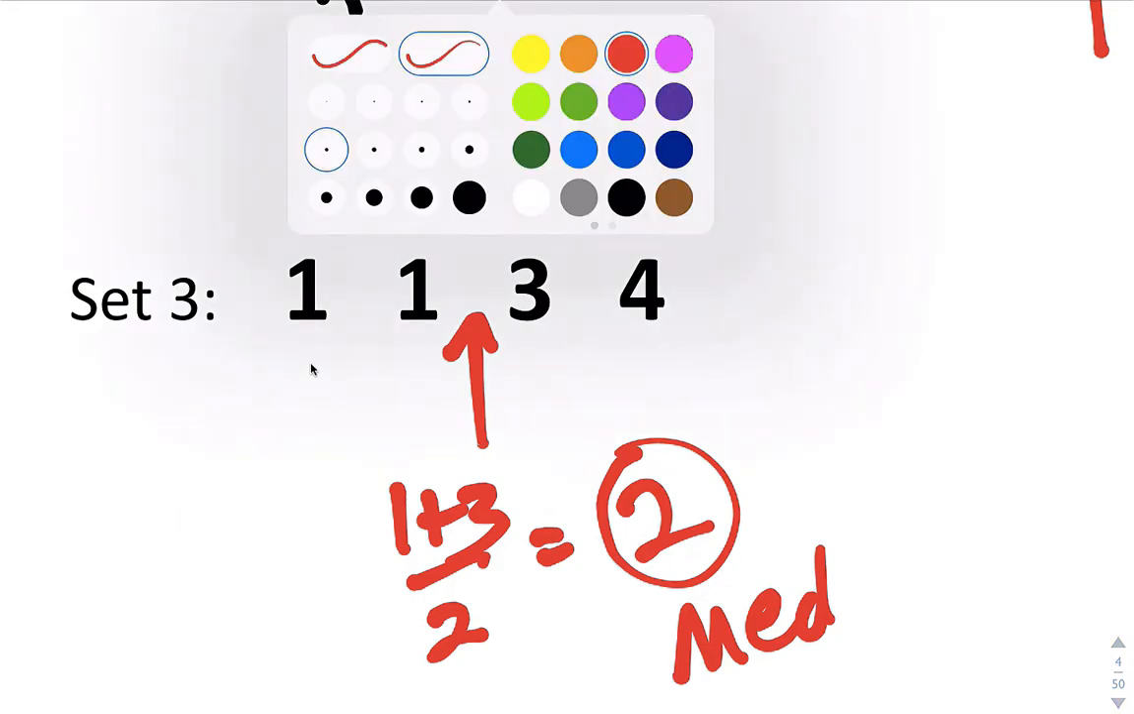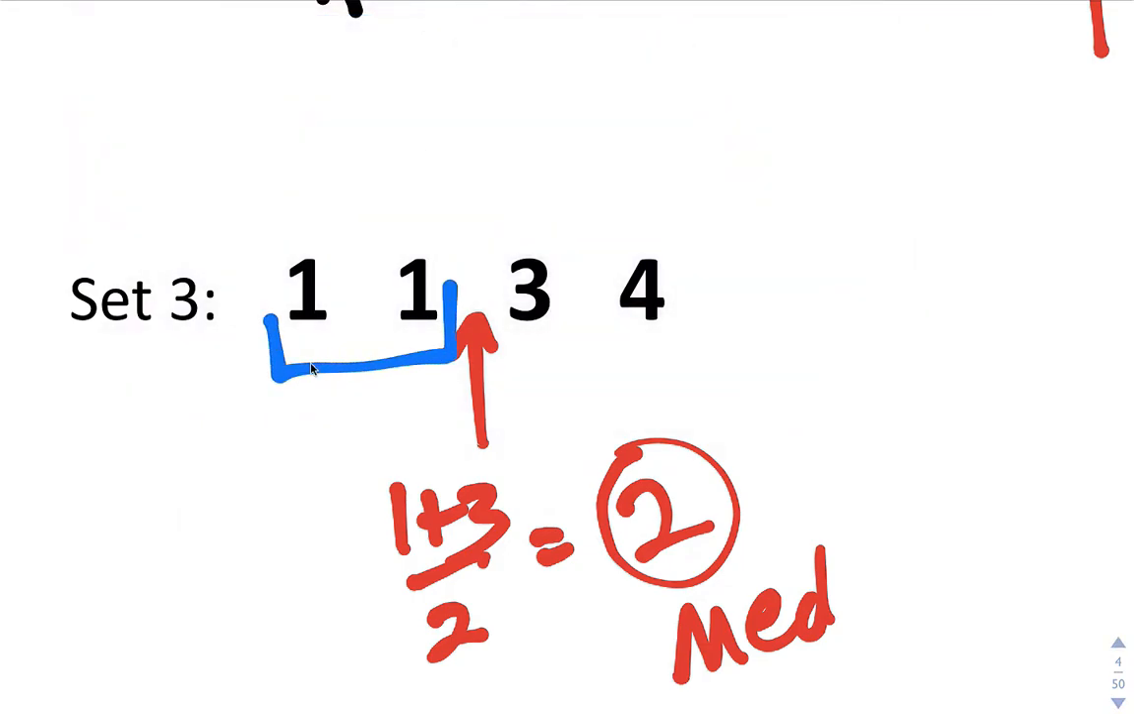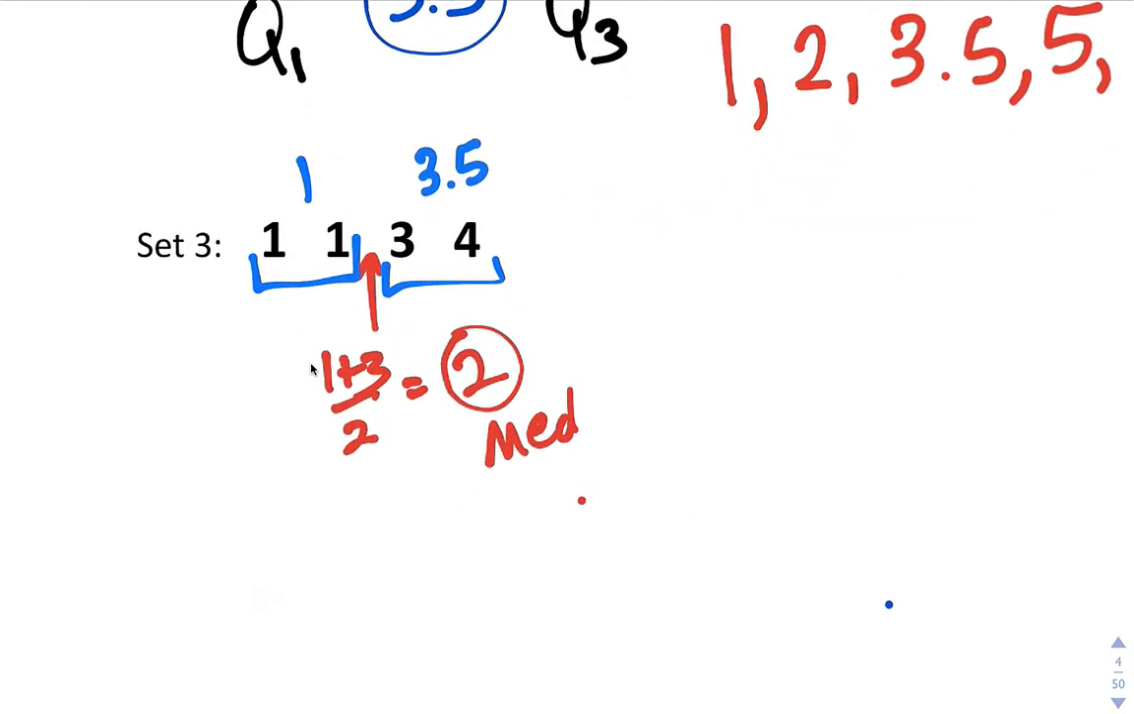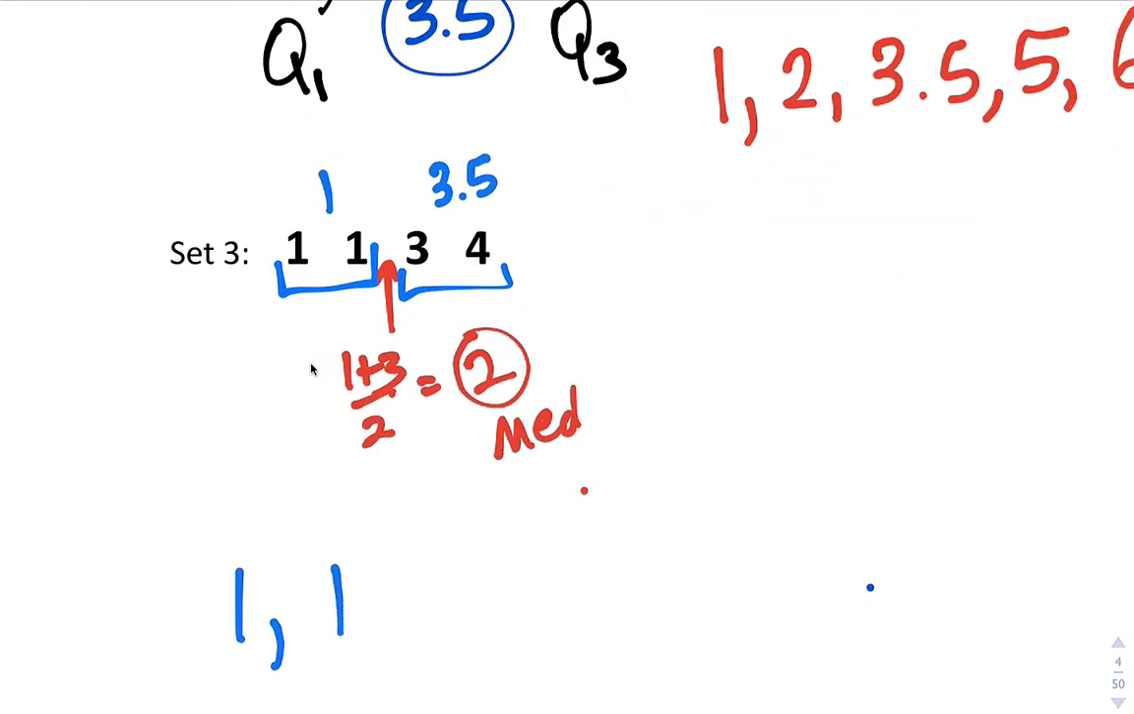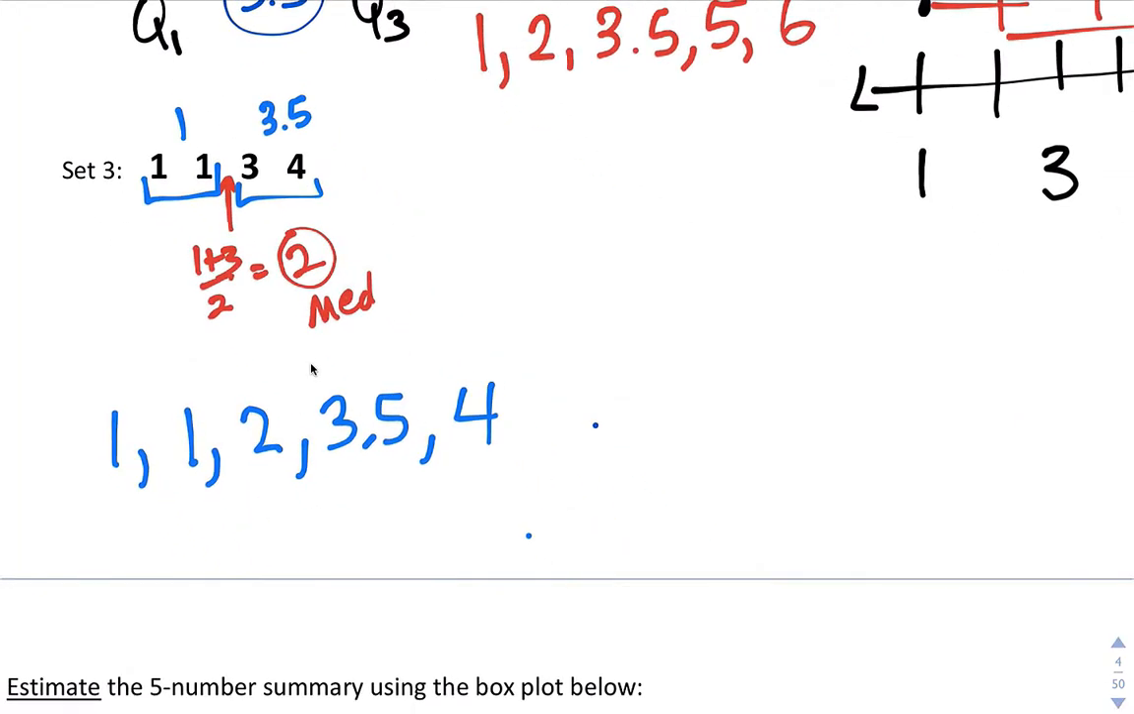To find Q1, we look at everything below that. What's the middle of 1 and 1? It's 1. What's the middle of 3 and 4? We know that's 3.5, but if you didn't, you would do 3 plus 4, which is 7, divided by 2 is 3.5. So our 5-number summary is 1, 1, 2, 3.5, and 4 is the max. All right, so in this case, our minimum is the same as Q1, and that's just fine.